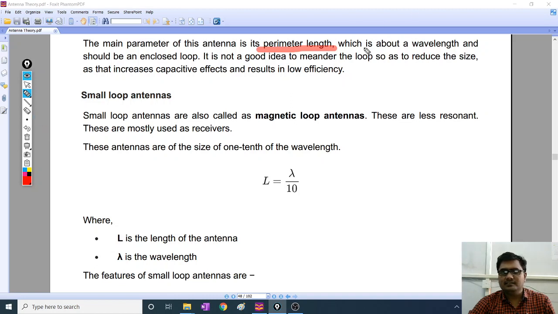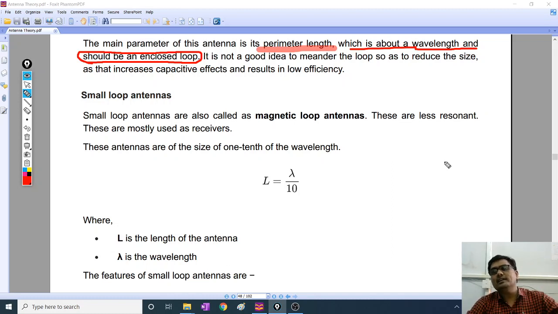So the length, and it should be an enclosed loop. You can take any length, whether it is L or less than L or equal to L. If it equals L, it is a large loop and it has to be enclosed. Now, it is clearly written, and that is really important, that it is not a good idea to meander the loop to reduce its size.